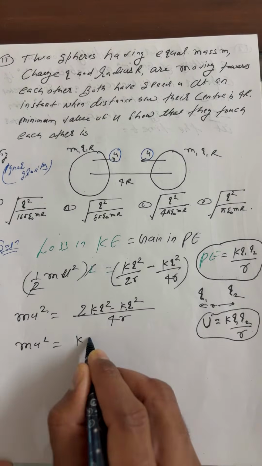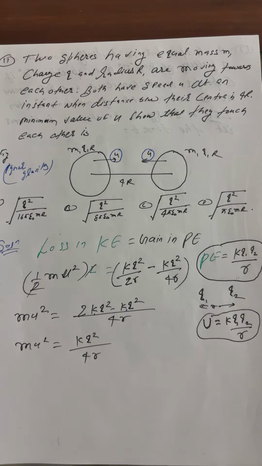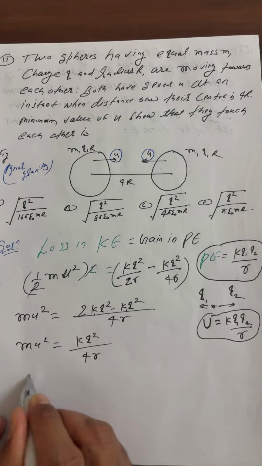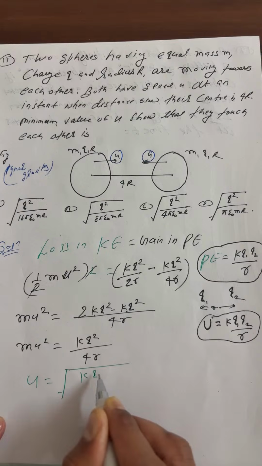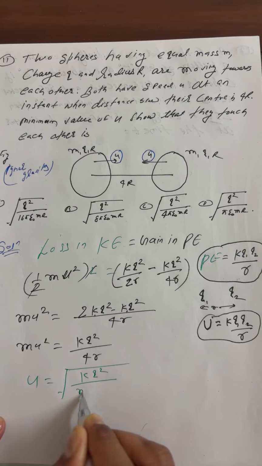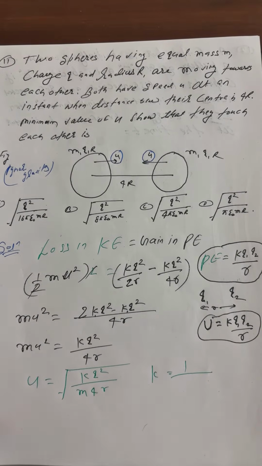Beta, I can write this as kq square by beta g 4r. We have to find U. Then you can say U is equal to kq square by 4r. Students, we can use K here, K is equal to, we use F is equal to, yes, that is the gravitational force.